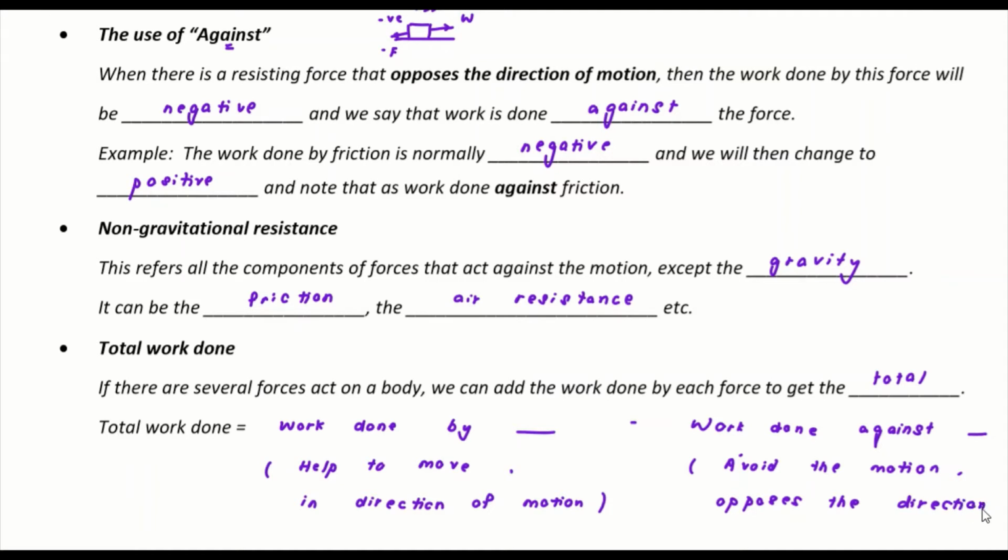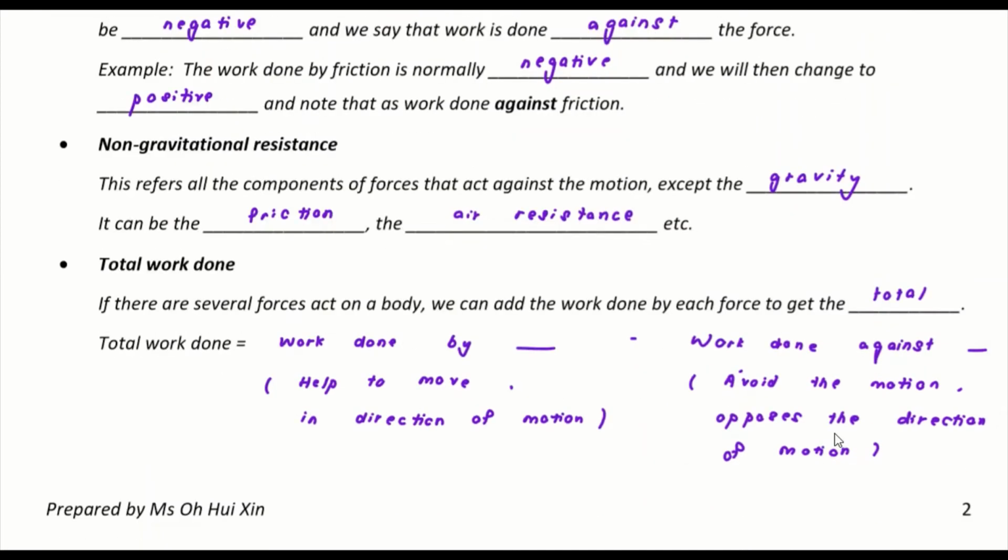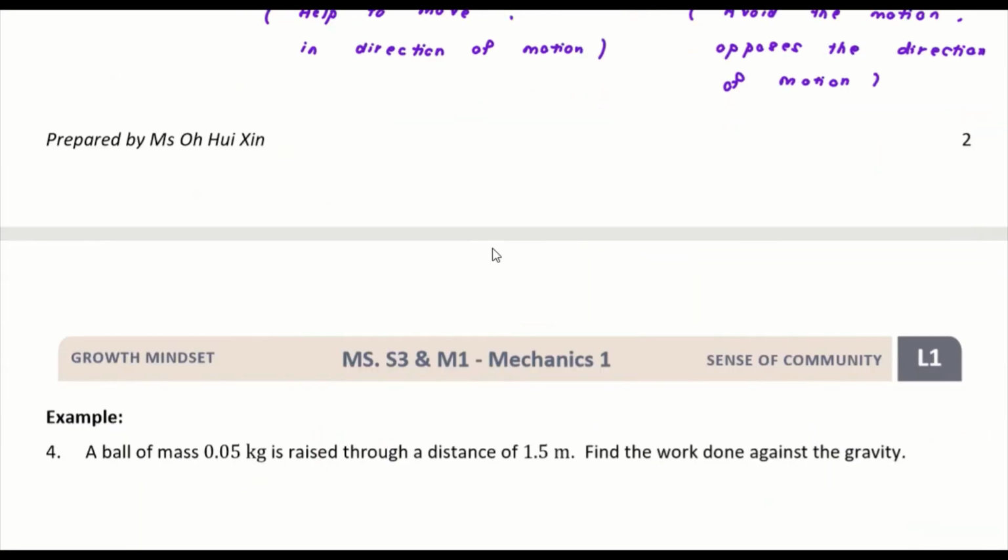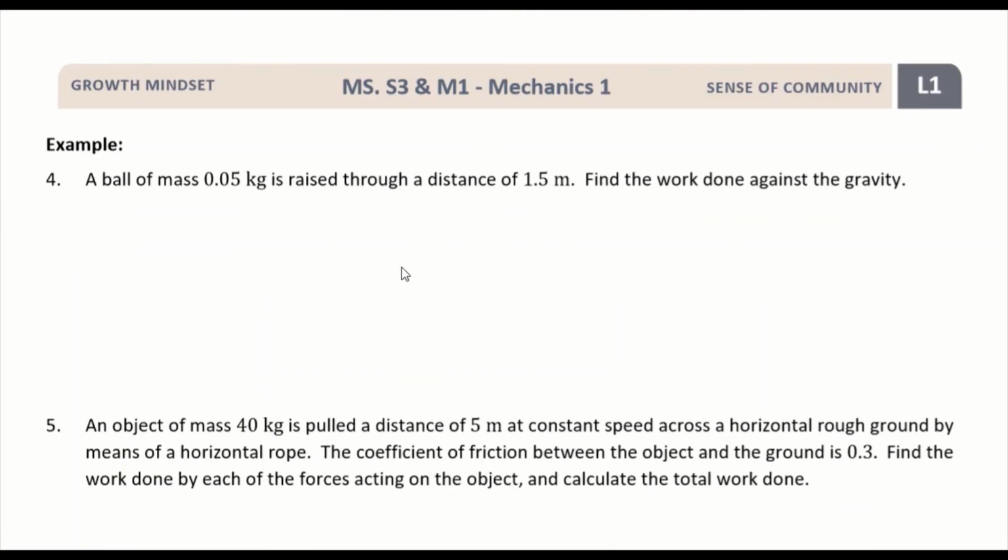Okay, so that's the idea of it. So now we'll be looking at two more examples before we talk about the part where the direction of F and D is not parallel to each other. Okay, so let's look at example 4. A ball of mass 0.05 kg is raised through a distance of 1.5 meter. Find the work done against the gravity.